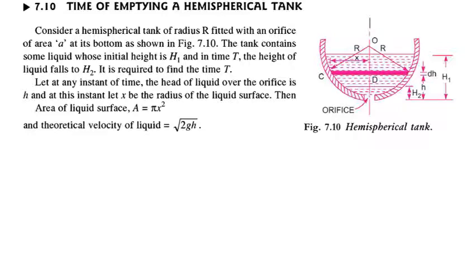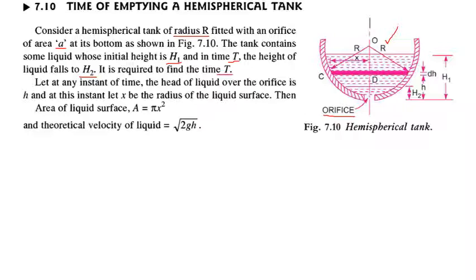Now, time for emptying a hemispherical tank. In the figure, we have a hemispherical tank of radius R with the orifice at the bottom. The area of the orifice is a. The tank contains some liquid whose initial height is h1, and in time T, the height is reduced to h2. So we have to find the time T.